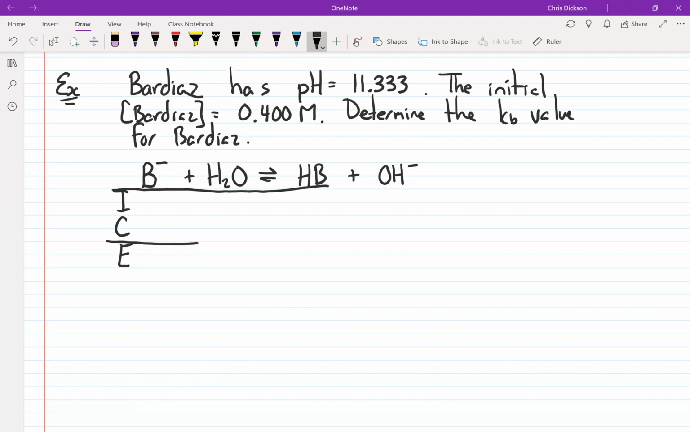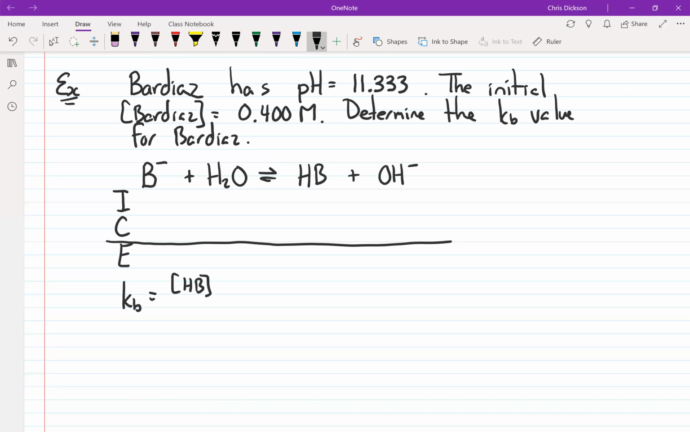Oopsie, I'm going to draw my line down here. Let's get rid of that weird line there. Okay, and I'm going to write a K expression, and once again I have to determine what kind of K I'm going to write here. This is going to be a Kb. So what could I do? Well, I could say this is equal to the concentration of HB times the hydroxide concentration all over the concentration of B minus.